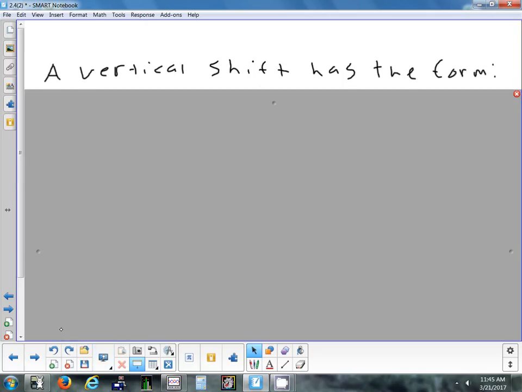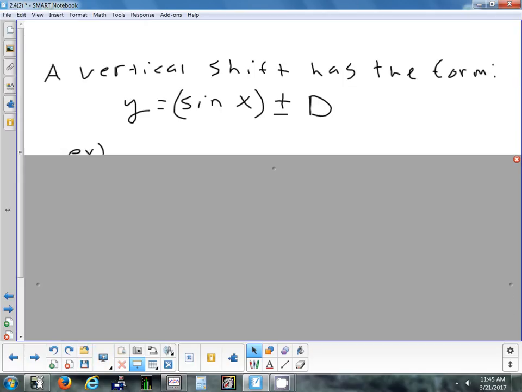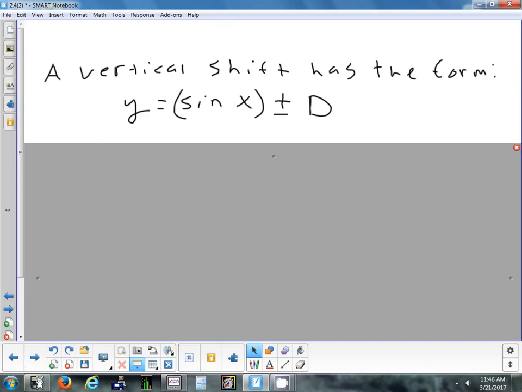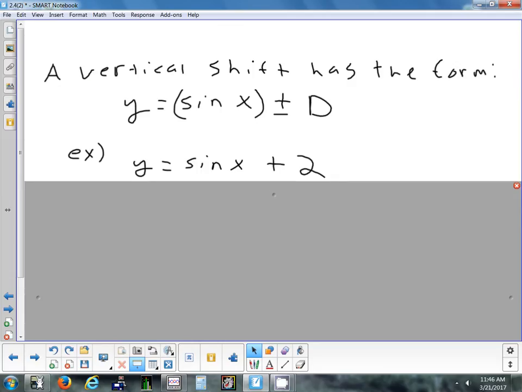All right, so the last one is a vertical shift. Okay, and a vertical shift is when you add or subtract a number onto the end of the function. Now, I thought a phase shift was when you add or subtract. How is this different than a phase shift? Yeah? Not inside the parentheses. Can you be specific about what is not inside the parentheses? Plus or minus are not inside the parentheses, on the outside.